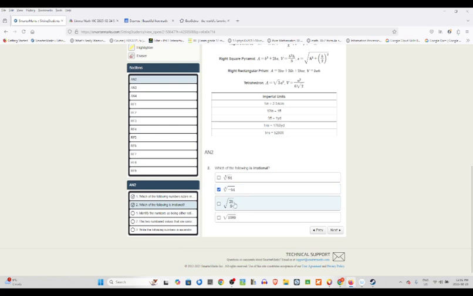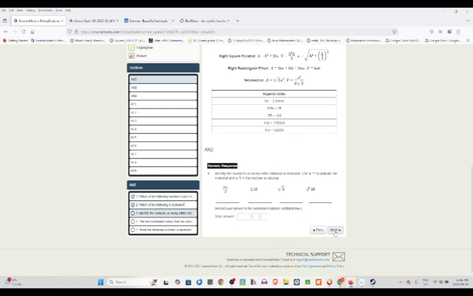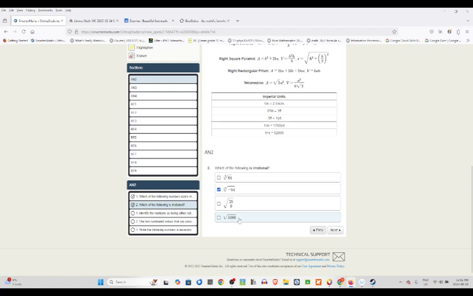Root 25 over 9 is root 25 over root 9, which is 5 over 3, so that's rational. And 1089, the square root of that is 33. We could check that on our calculators. That's rational. Without the calculators, you can recognize that 1089 is a multiple of 9. Pull that out, which is 3. 1089 divided by 9 is 121. That's 11 squared.